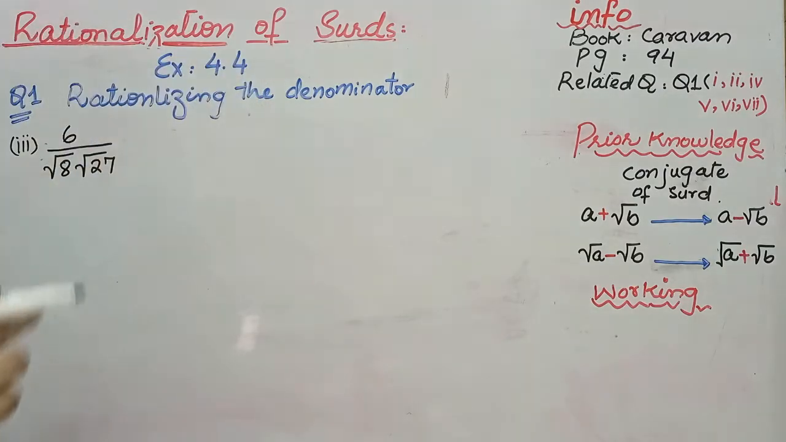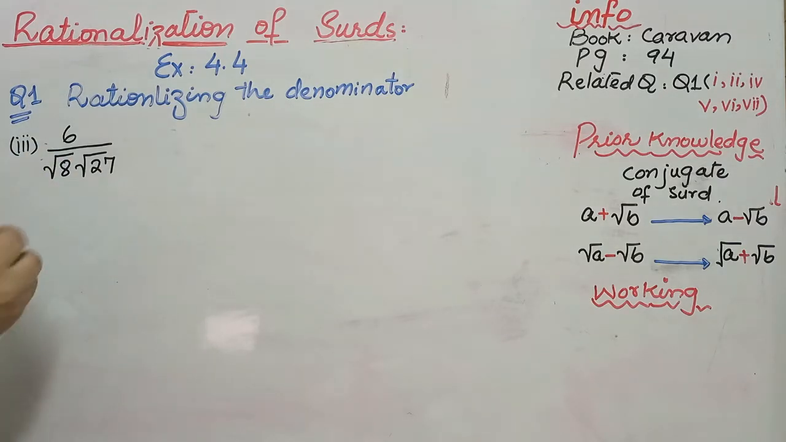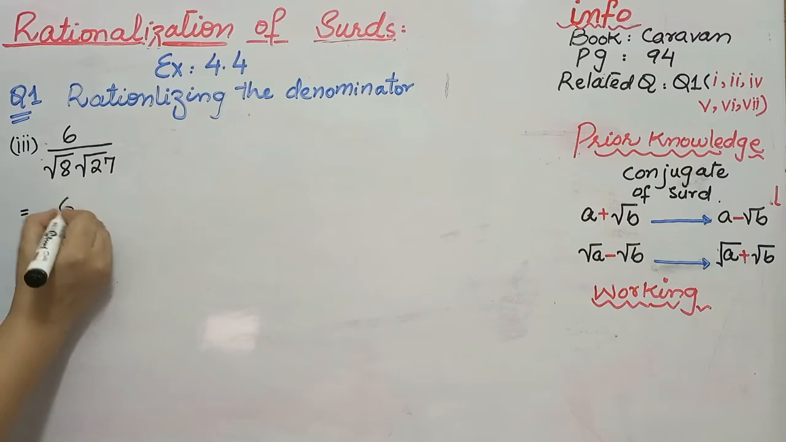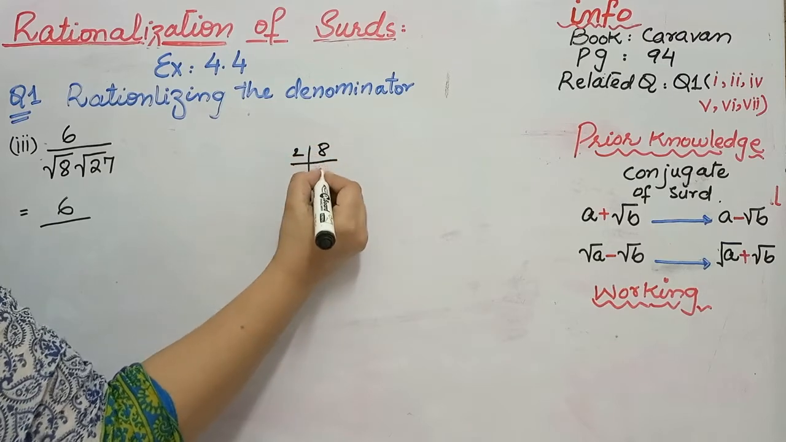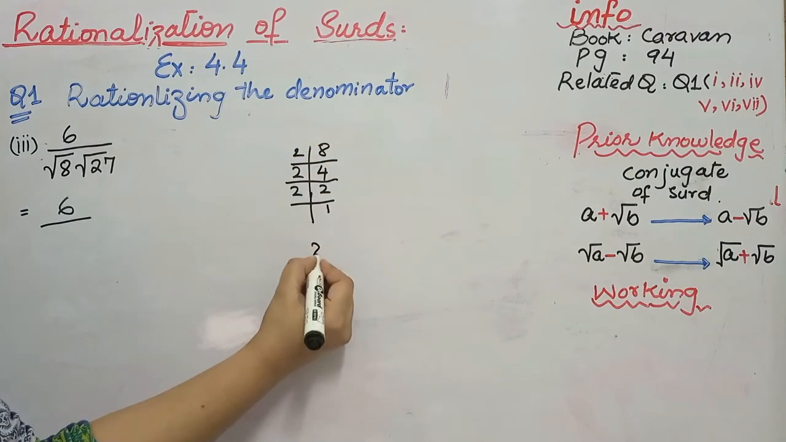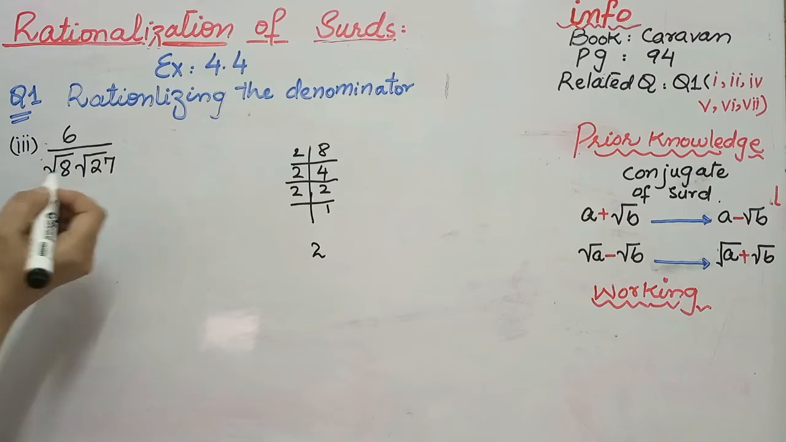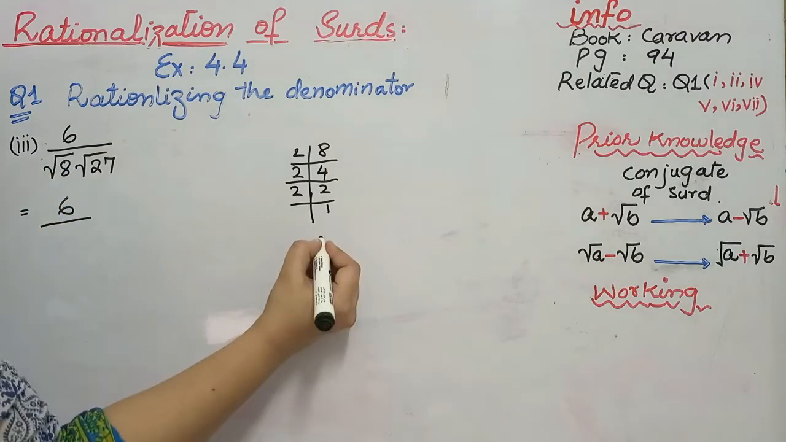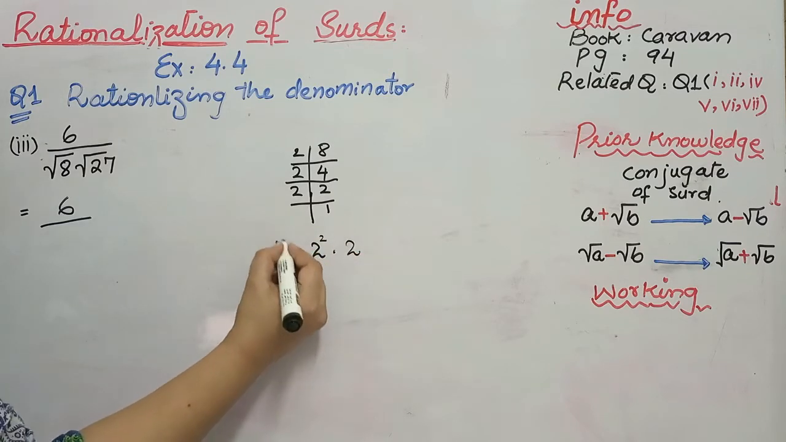So let's start exercise 4.4. Number 1, that is rationalizing the denominator. So it means eliminating the radical sign from the denominator. First of all, let's simplify it. Under root 8 will be 2 4s. As the order of the surd is 2, that's why we are going to take squares, make pairs of squares.